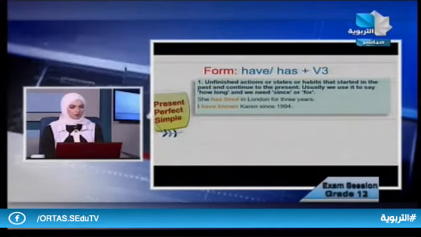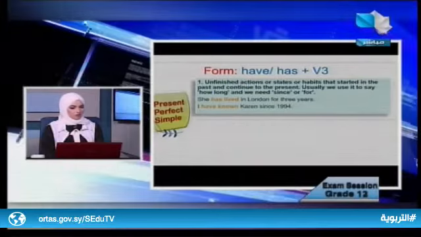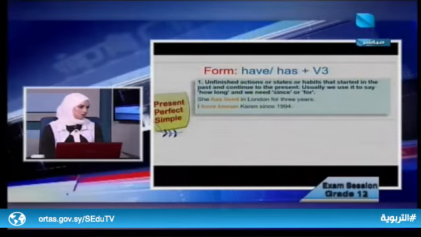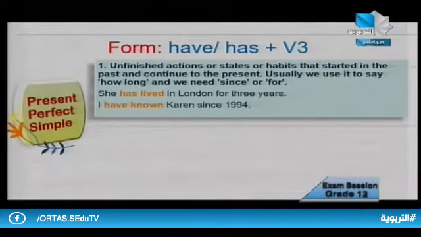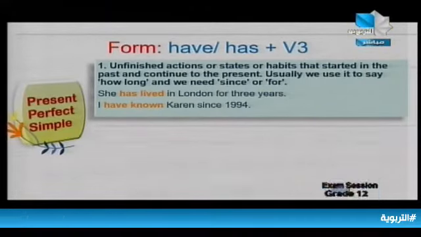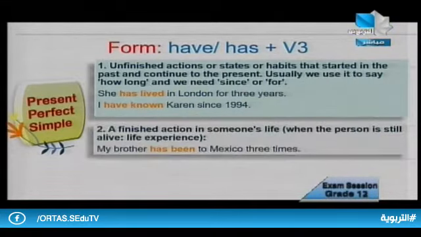Since or for, yes. For example, she has lived in London for 3 years. It means that she began living there in the past and continues to the present. And maybe for the future. Yes. I've known Karen since 1994. Here it's an ongoing state.